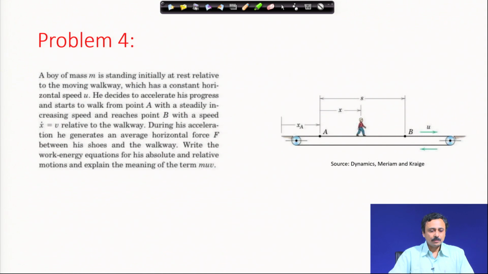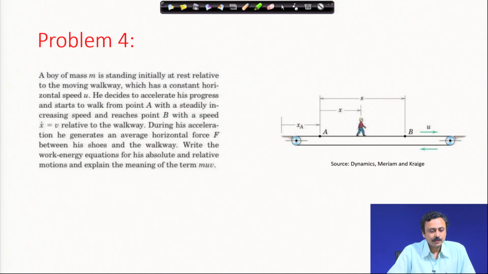Finally, we come to this problem of a boy of mass m is standing initially at rest relative to a moving walkway. This is a walkway, again you will find such walkways in airports where you have long distances to cover. There are walkways like this.